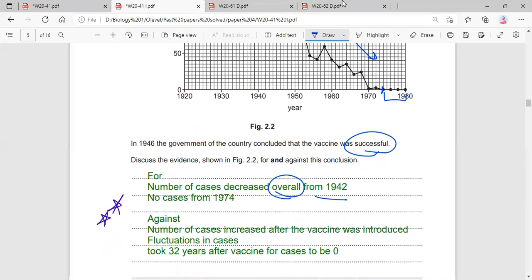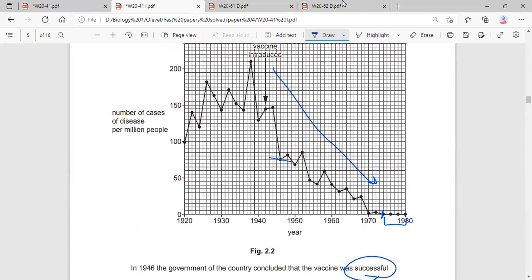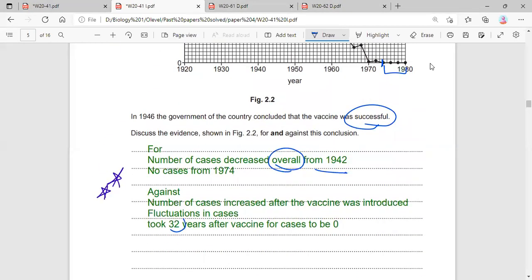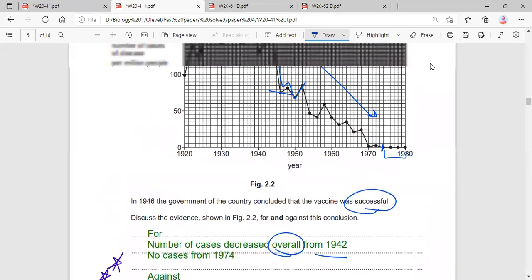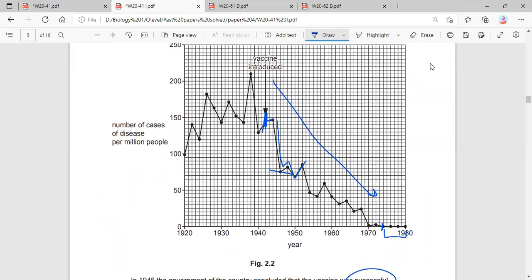What else? Points against. Number one, after you took the vaccine, the cases increased slightly. Number two, the decrease is not continuous. If you check the graph, you will find that it decreases, increases, decreases, increases, which means that there are fluctuations. So the cases fluctuate. I will tell him that the cases fluctuate. Number three, it took 32 years after the vaccine for cases to be 0. The vaccine was introduced here, cases are 0 here. So it took about 32 years for the cases to become 0.